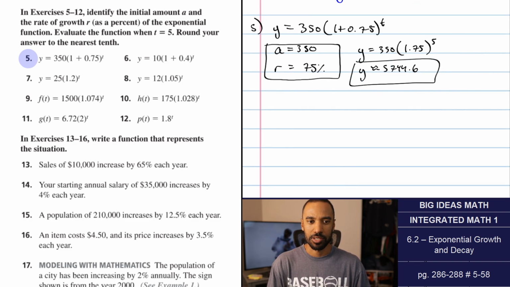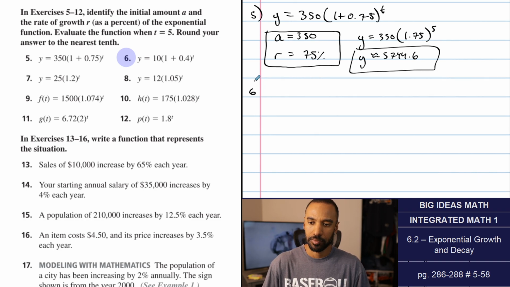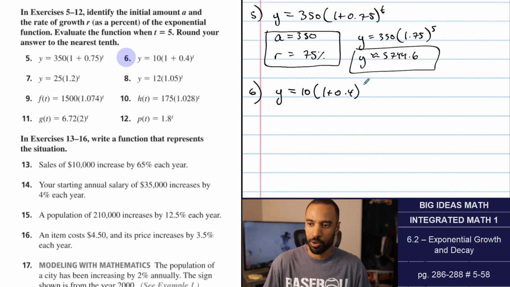All right, number 6. Also a growth. In fact, these ones are all growth to begin with. They probably do decay after. But number 6, we have y equals 10 times (1 plus 0.4) to the t power. Now the a value is the initial amount that's multiplying out in front right there. So the a value is 10 somethings.